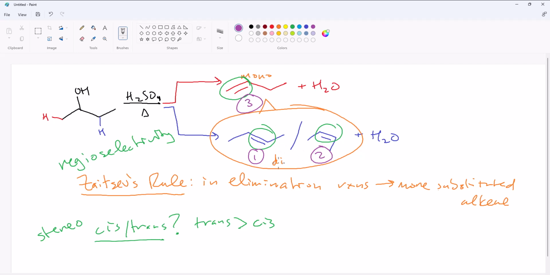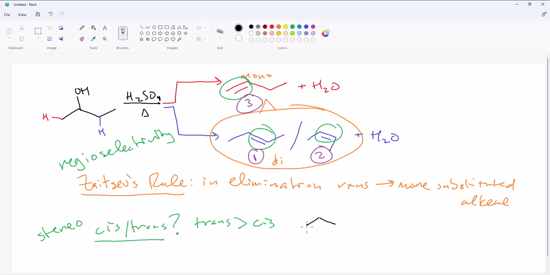In reality, you probably end up with a mixture of these three alkenes, and you have to separate them out. But depending on the driving forces, how favorable it is to form the internal trans alkene, this might be 80%, this might be 95%, this might be 99%, depending on how particularly stable this is. So we're always going to prefer the more substituted alkene, and we're going to prefer the trans isomer if we can form it.